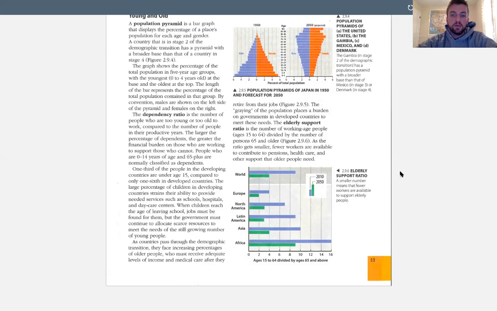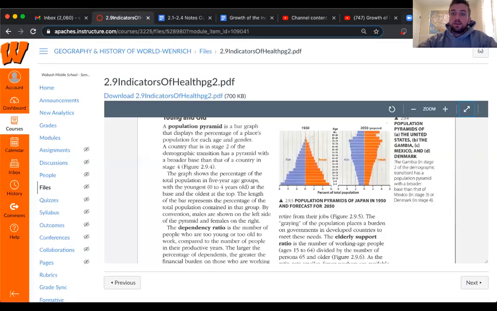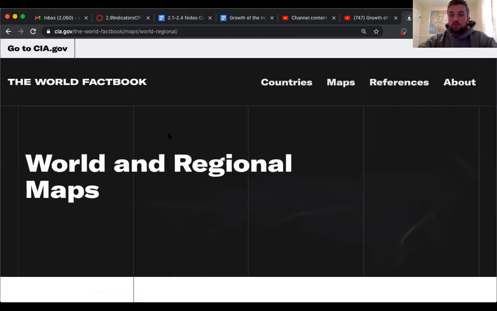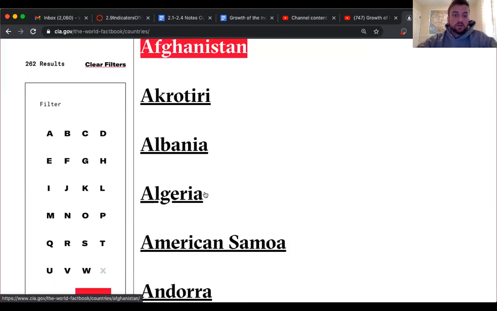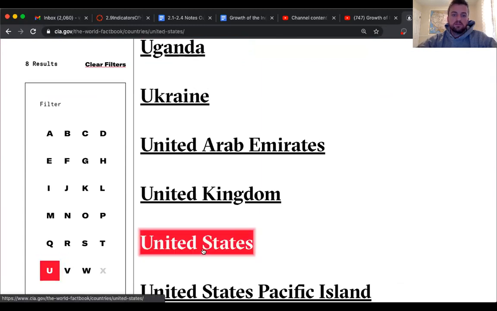And again, there's a lot of information to take in here. So I say we just go straight to the CIA website so you can have an understanding of what I'm talking about. Because again, the great thing about this resource is it's essentially like a textbook about specific countries. So let's go ahead and find us. Why not? Let's find the United States.